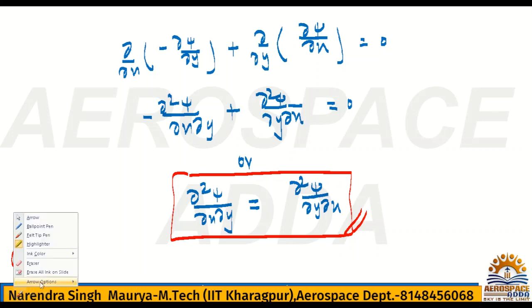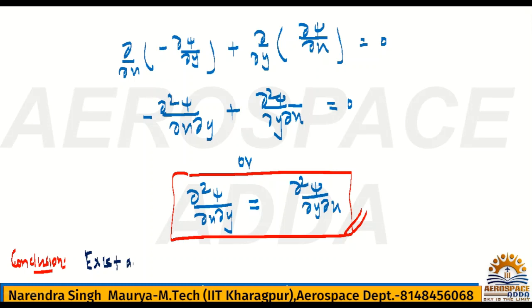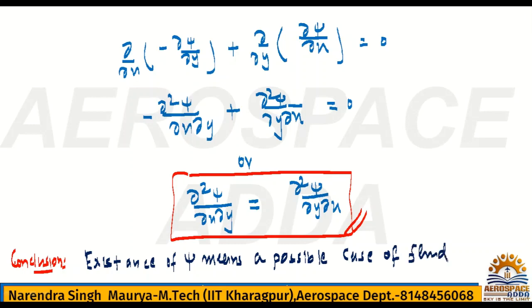What is the conclusion part? Just check. Existence of stream function means a possible case of fluid flow. Existence of psi means a possible case of fluid flow.